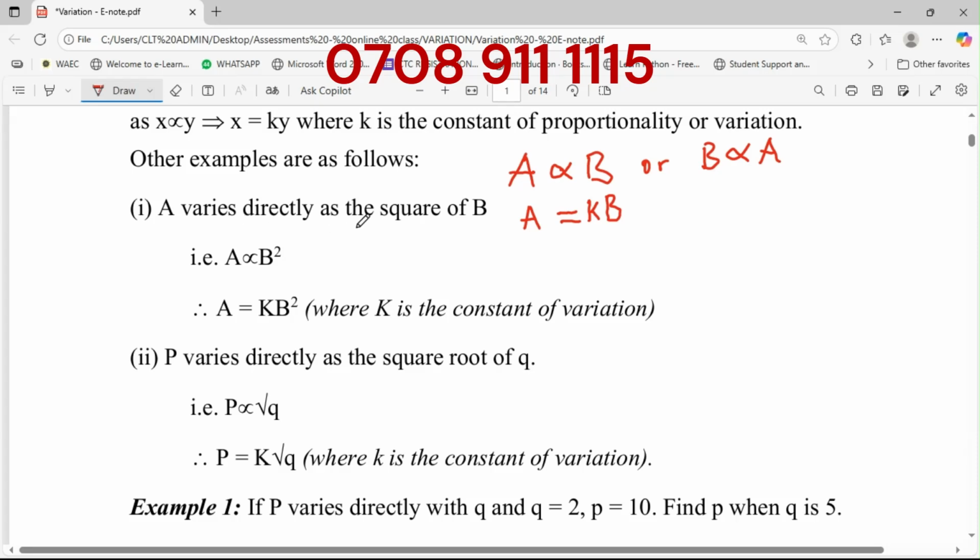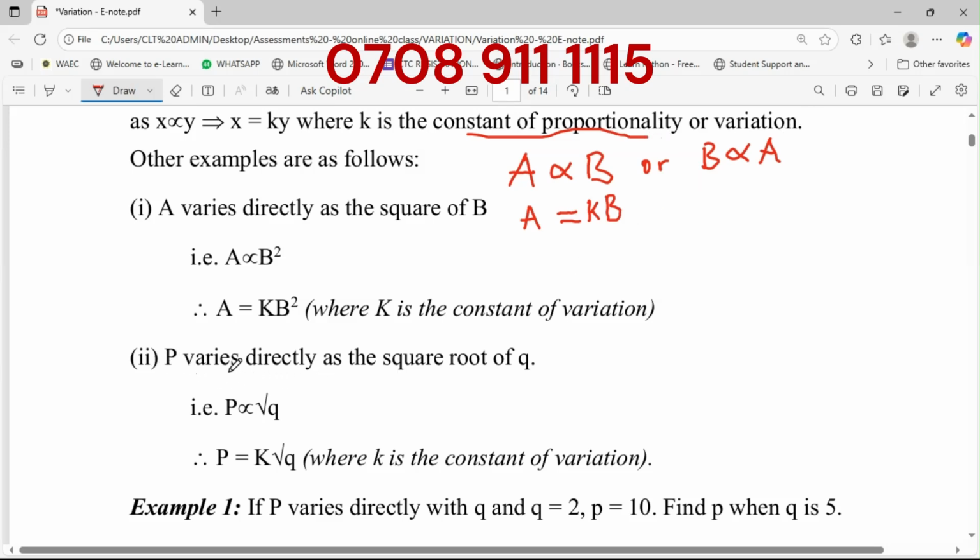You say A varies directly as the square of B. I can say it here, A is directly proportional to B squared. That's the interpretation of this statement. Then when you change this from the proportionality sign to an equality sign, you have A equals KB squared, where K is the constant of variation or constant of proportionality. As you can see here, K is the constant of proportionality or constant of variation.